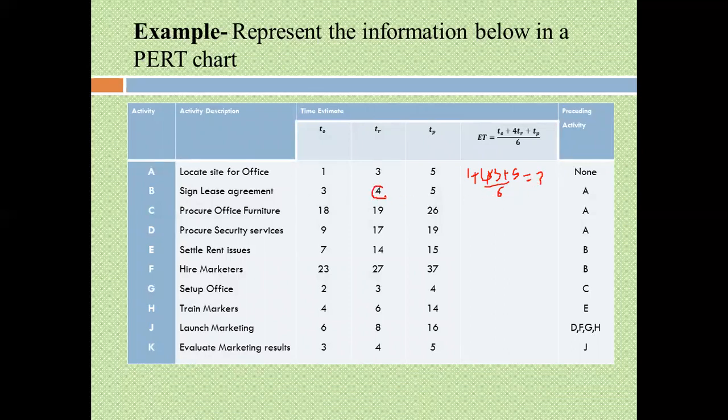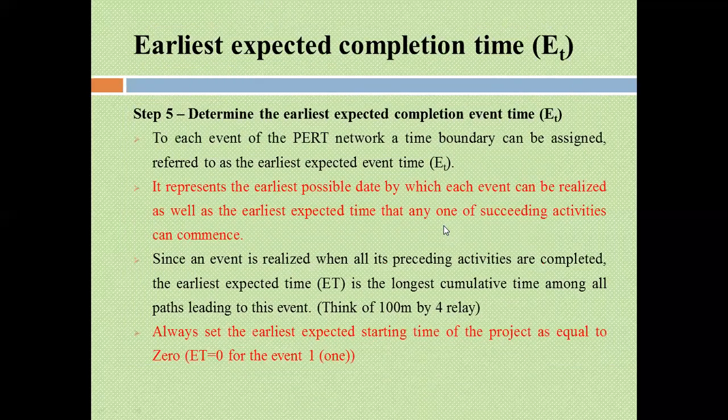If you multiply this one by 4, that gives you 16. 16 plus 3 plus 5 is 24. 24 divided by 6, you get 4. And you continue filling like that. If you multiply this one by 4, it will give you 16 plus 8 is 24. So this one will be 4 also. You do the same and you fill up this gap. That's how we compute the expected time of completion.